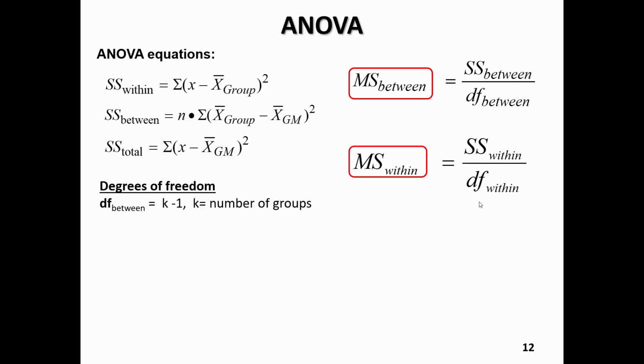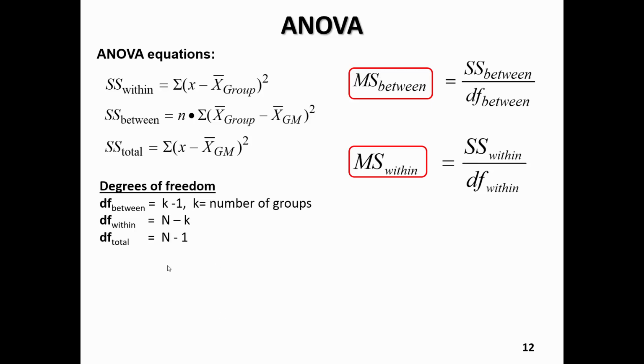Now, the way those are calculated in this particular type of ANOVA is that the degrees of freedom between is equal to k minus 1, where k is the symbol that represents the number of groups. The degrees of freedom within is calculated by taking the total sample size, all the participants, and subtracting the number of groups, so n minus k, and the degrees of freedom total is calculated by the total sample size minus 1.